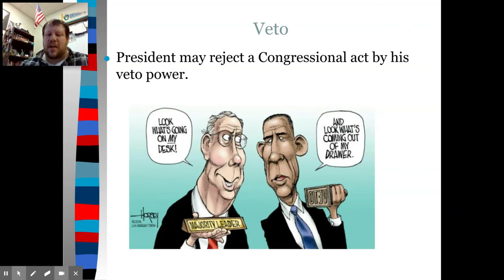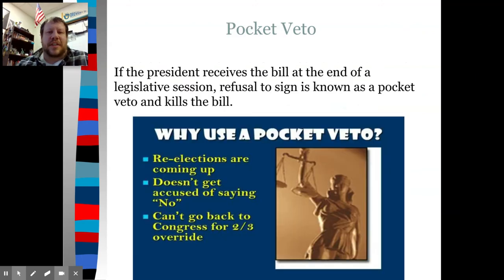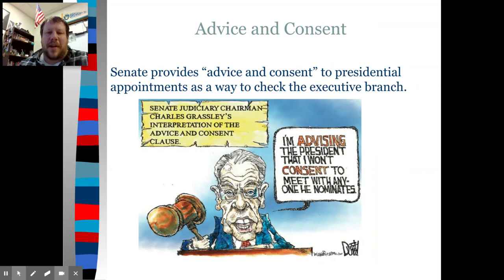And so that's where we see the biggest, most public version of checks and balances, what everyone sees going on for the country. The other thing is called a pocket veto, though. The Constitution says that if a president who gets a bill at the end of a session does not sign it, it's a pocket veto and kills the bill. It's a way that they don't have to formally say no to a law, they just informally push it aside. It kind of disappears. That way they can't get accused of saying no, and they can't go back for an override vote of two-thirds. It's kind of funny how those pocket vetoes work that way.